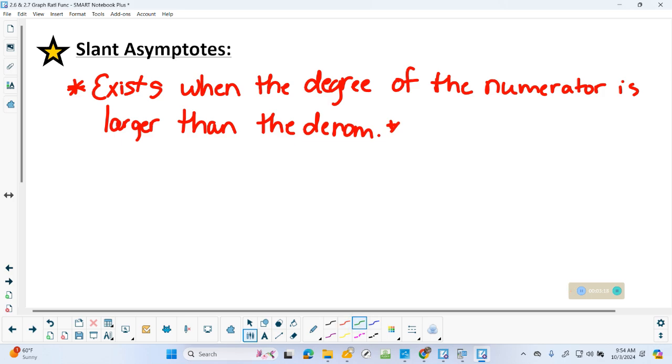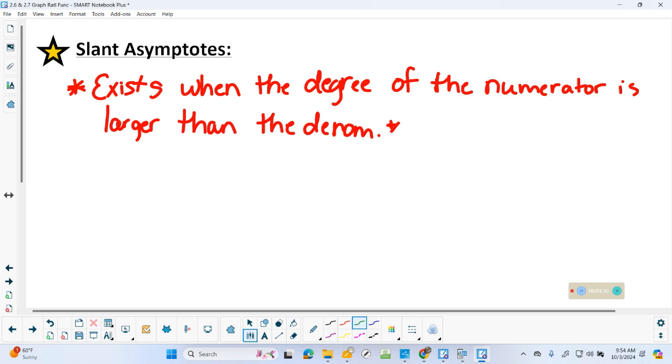Now, we've seen the situation where the degree of the top is smaller, like maybe x squared over x to the 4th. That is a horizontal asymptote, y equals 0, there's no work. We've seen where the degrees are the same, x cubed over x cubed, lead coefficients. Now we're going to talk about this.